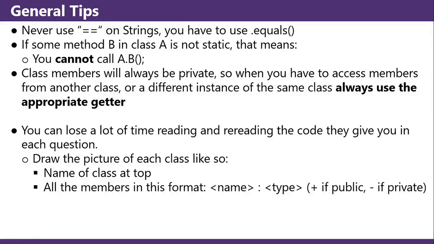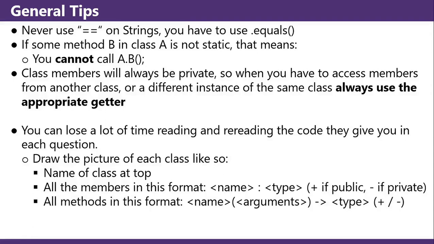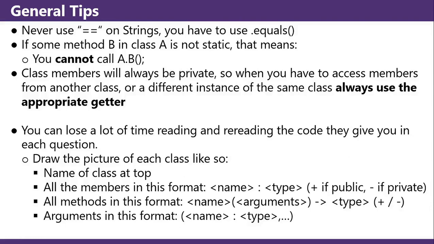Name of class at top, all the members in this format: name, type, and then a plus if public, a minus if private. All methods in this format: name, parentheses, the arguments, and the arrow between the arguments and the type. Type, and then plus or minus. Arguments in this format: name, type, comma, name, type for all the arguments you need.